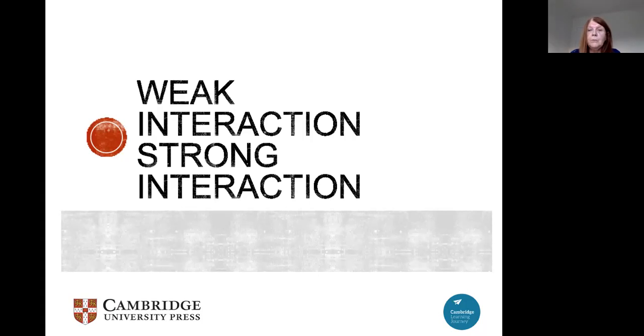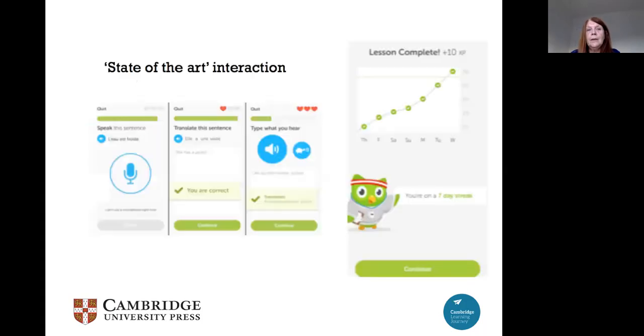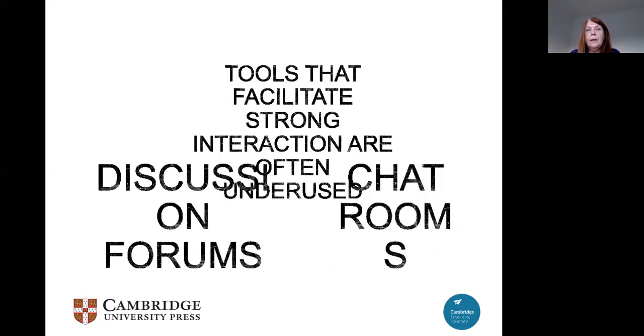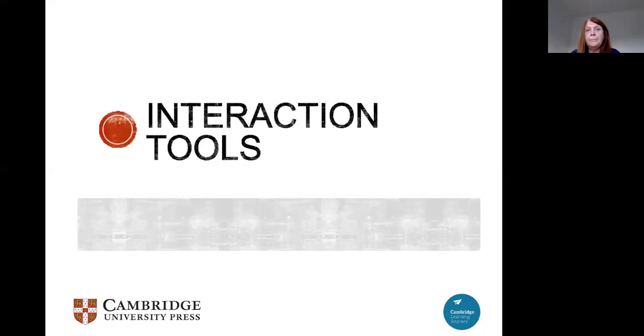So weak interaction is human to machine, machine back to human, but strong interaction in an online context is human to human via a machine. So this is what you normally get for human to machine or weak interaction. You complete things and get ticks or stickers. What you usually get is things like drag and drop and matching exercises, similar to the kind of controlled practice activities you might do in classrooms. But tools that facilitate strong interaction, human-to-human interaction, like discussion forums and chat rooms, are often underused. And that's what I want to look at with you today.